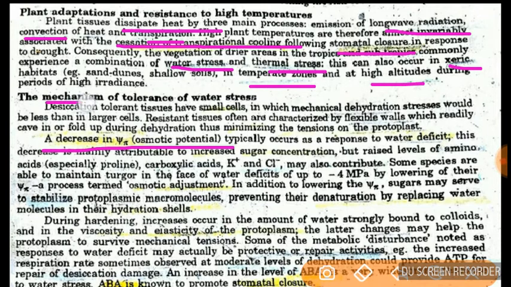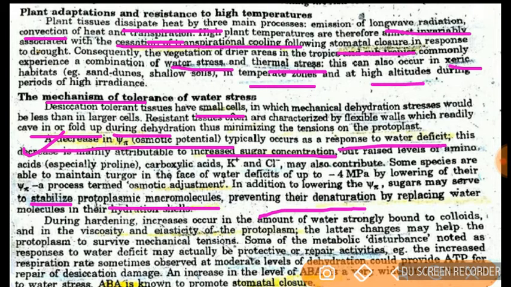So again we are going to move on to the mechanisms of tolerance of water stress. What can the mechanism be? They have smaller cells, and their cell walls may fold up during dehydration. And the most important is the decrease in the osmotic potential, as a response to water deficit. What it does is increase the sugar concentration. Why? Because it helps to stabilize the protoplasmic macromolecules and prevent the denaturation of proteins.